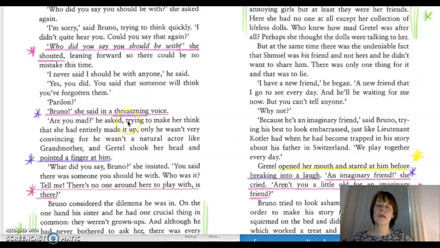But I actually used pink for speech and purple for action because threatening, I thought, was also kind of an action. So she is making Bruno maybe feel a little uncomfortable, and the action is threatening with her voice. So I thought that the threatening voice could be speech and action, okay? But immediately afterwards she pointed a finger at him. That is definitely an action. If I point a finger at you, that's going to tell you something about my character, okay?